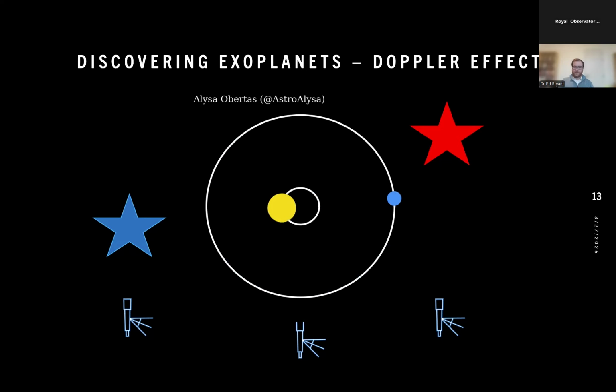So we now have our two methods: the transit method, which we use to find these planets and find out what their diameter is, and then this radial velocity Doppler method, where we can measure how massive these planets are.